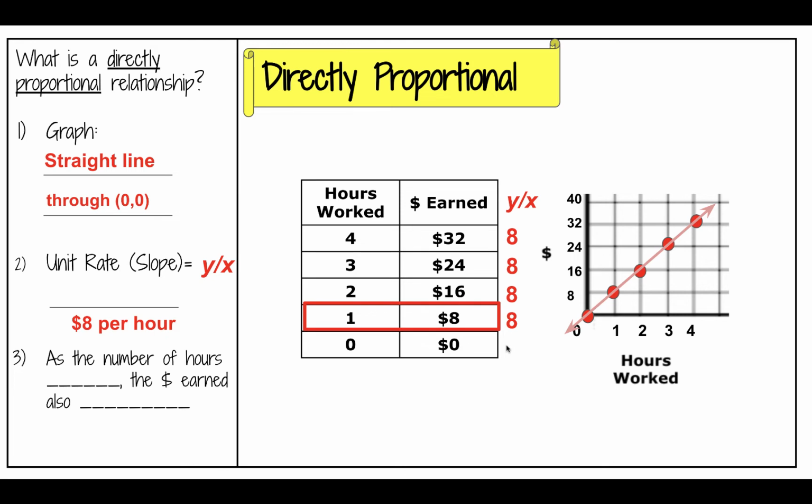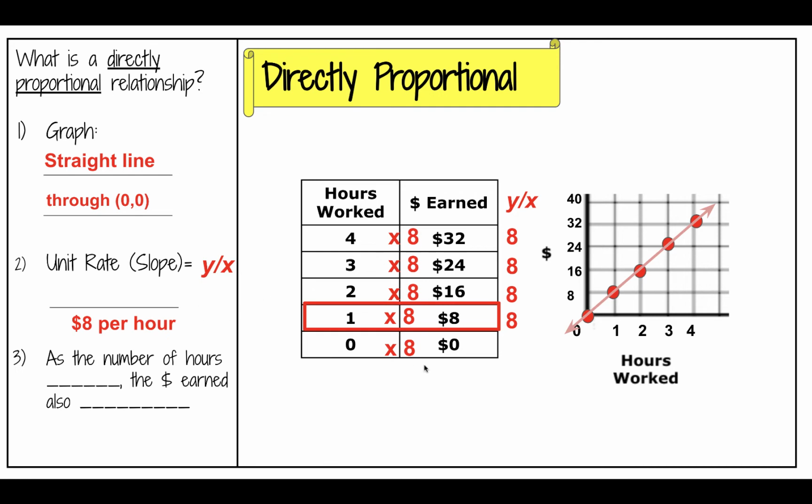0 divided by 0, well, 0 is special in general. We're just going to let that one be right now. We know we can't divide by 0. So I can see that I have a constant rate of change here. It's 8. I can also see that looking from side to side. 4 times 8 is 32. 3 times 8 is 24. 2 times 8 is 16. I'm multiplying by the same value to get my y's.